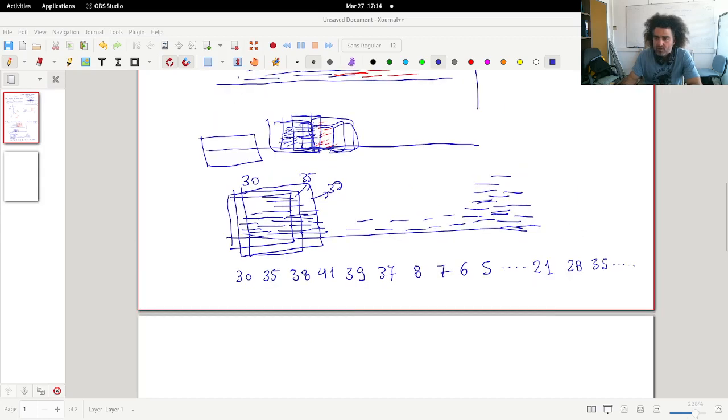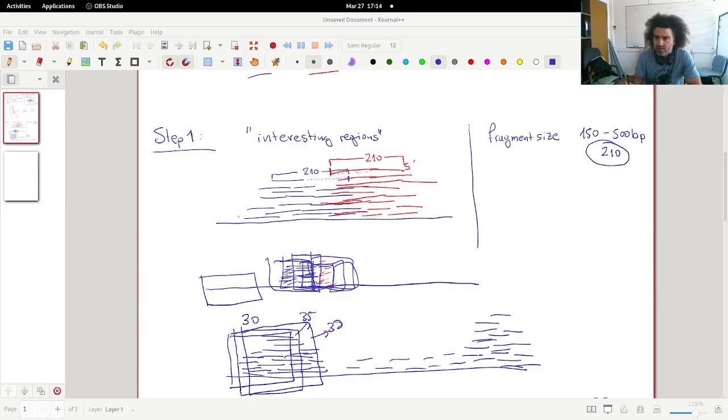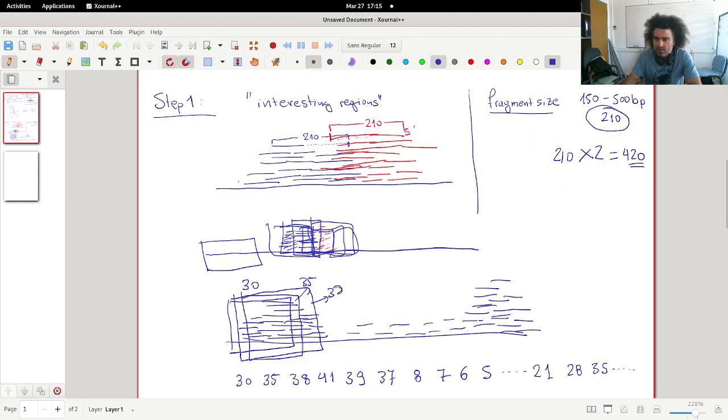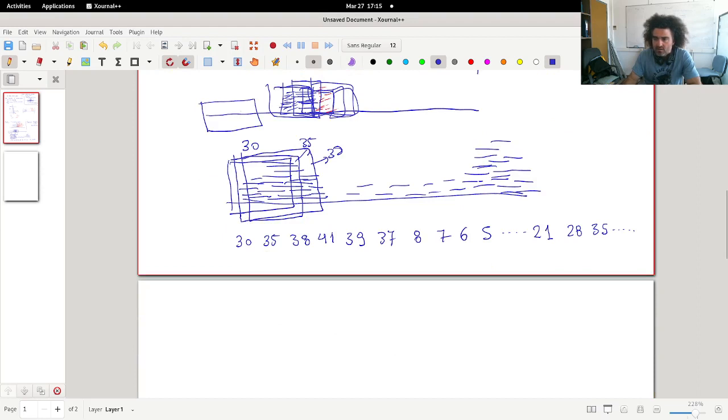Just a small correction here, because I made a small mistake. If this is the fragment size from the sonication, actually we use the double size of this, so it will be 210 multiplied by 2, which will be 420 here. A small technical detail. And then we do exactly this work with this window size, and we slide it along the genome. We count in each one of them how many reads we find, and this is just an example here.